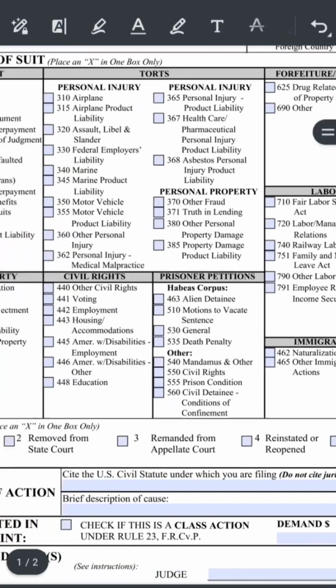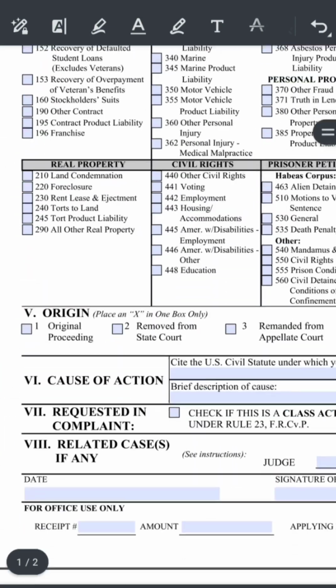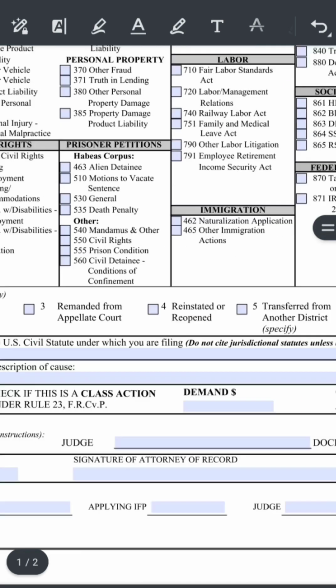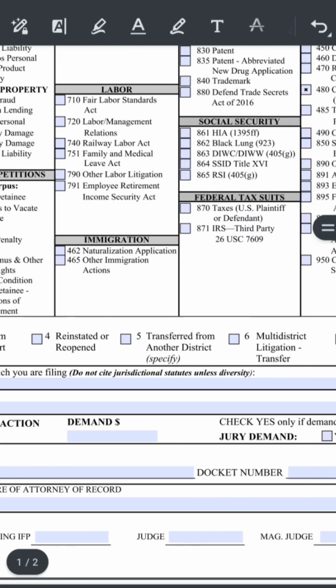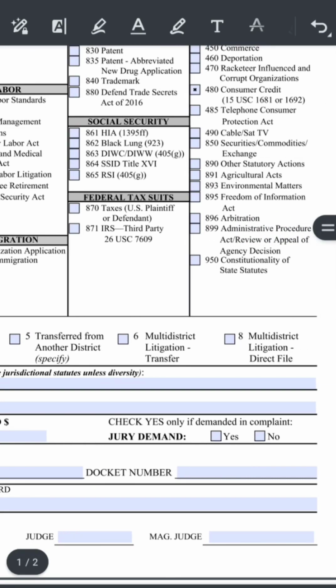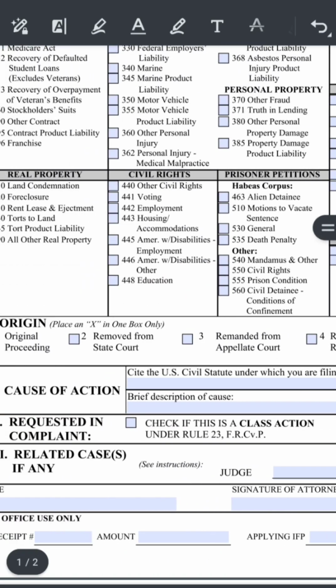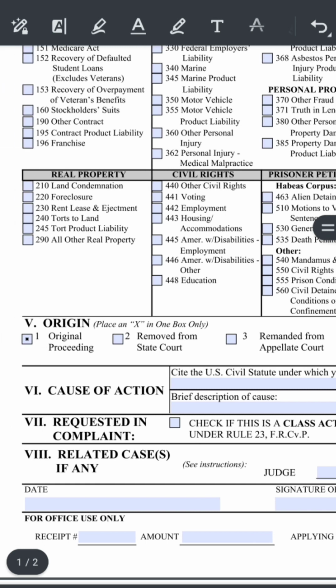So now that we have an understanding about that, you would come down here. The origin, if you've never filed a case, which typically we're just going to keep this simple. This is your first case that you're filing, original proceedings, nothing more, nothing less. You can read through these to get a better understanding, but this is the initial case that we are filing.